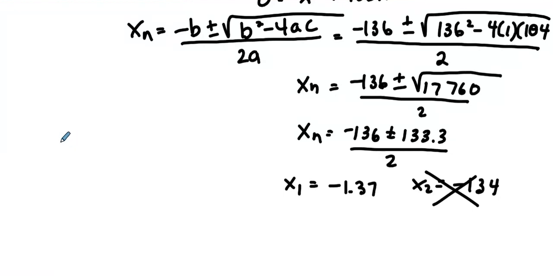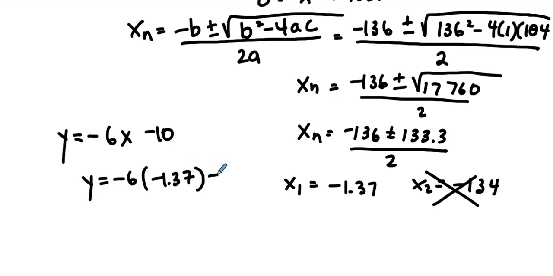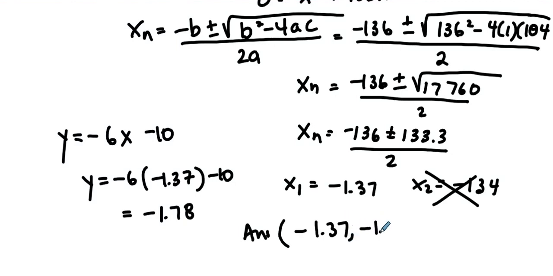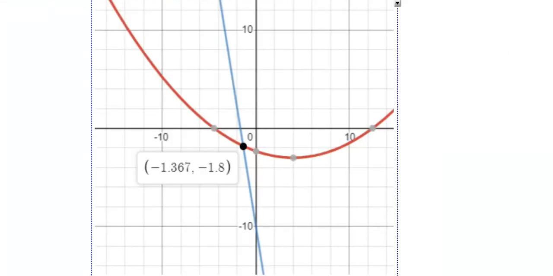Okay, so that's why I wanted to show you this example. And then we will just plug it into the function. And the value for y is this. And the solution is negative 1.37, negative 1.78. Okay, and again, I checked my answer earlier. Negative 1.37, negative 1.8.